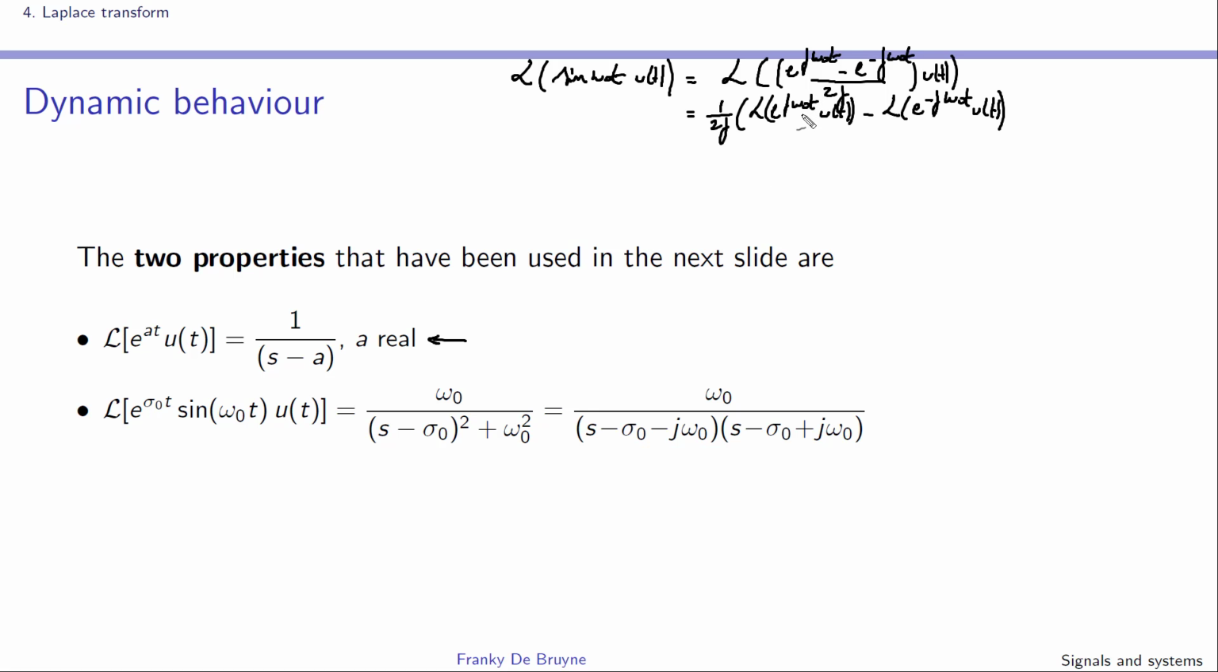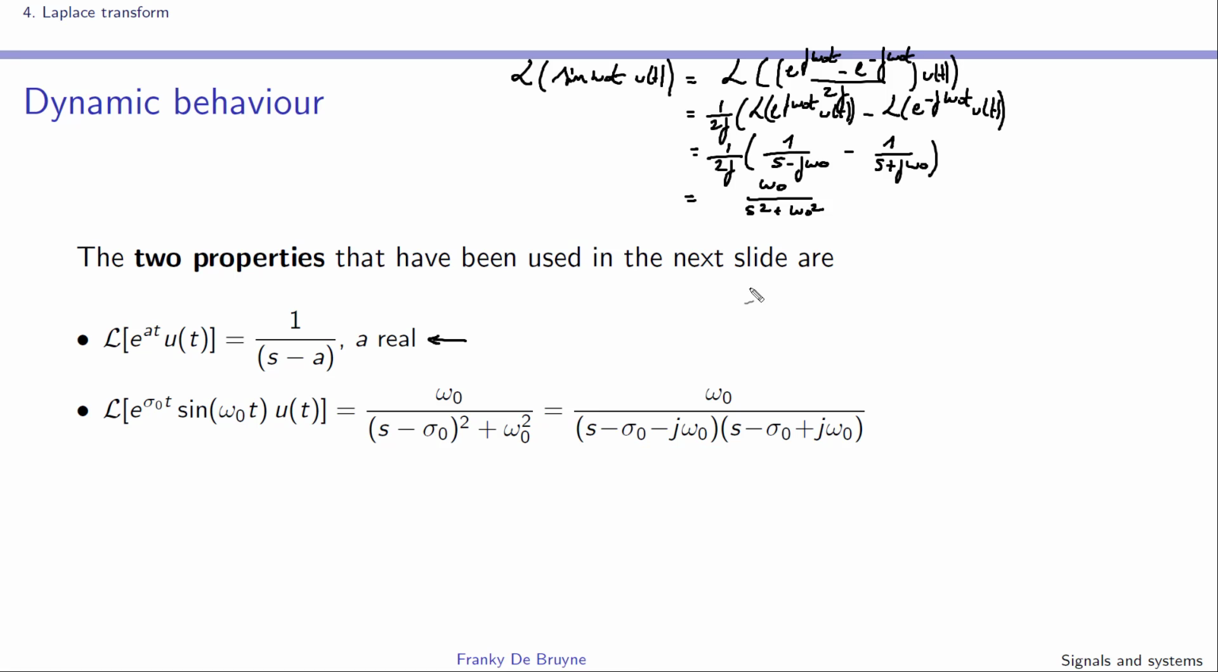Here, this is A, g omega 0, a pure imaginary number, so we obtain 1 over 2j times 1 over s minus j omega 0 minus 1 over s plus j omega 0, right? And if you put this under the same denominator with a little bit of calculation, you'll see that this is s squared in the denominator, plus omega 0 squared, right? And in the numerator, you'll be left with omega 0.